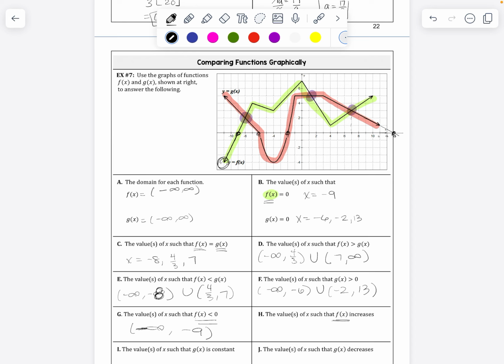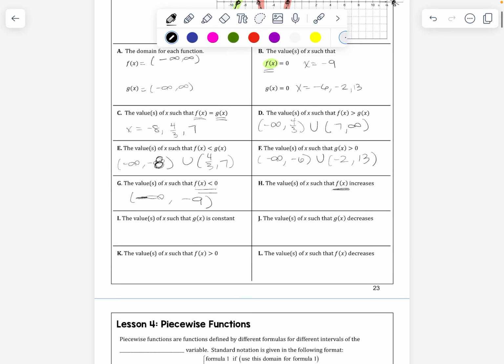Okay, what are the values where f of x is increasing? Take your highlighter if you need to. We're increasing, decreasing a little bit, increasing again, decreasing again, and then increasing. So we see 3 intervals where it is increasing. From negative infinity to -7, then again from -4 to 0, and then again from 4 to positive infinity. So there's 3 areas where we see that.